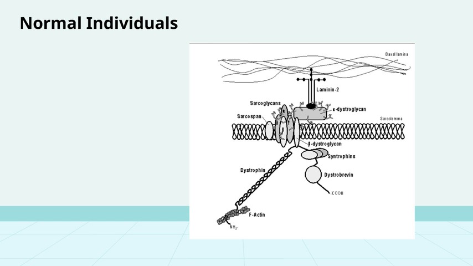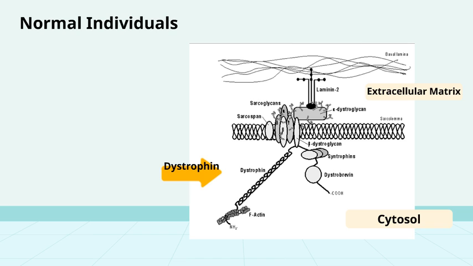In normal individuals, a protein called dystrophin connects the cytosol of the muscle cells to the extracellular part of the muscle cell. It's part of a larger system called the dystrophin glycoprotein complex, or DGC. The DGC provides structural support to the muscles and allows them to recover after injury.